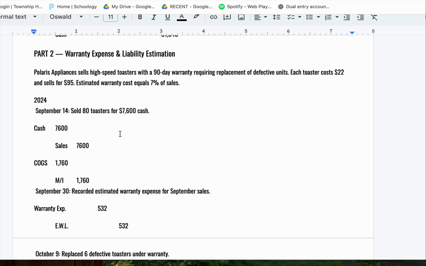And so we owe at this point $7,600, and the warranty cost is 7% of sales. So 7,600 times 7% is 532. So we have to expense for 532, and then we need to credit estimated warranty liability, which is basically a pot that we put the money into, and then when someone exercises their warranty, whether they ask for a return or they ask for a repair, we pull that money out of the estimated warranty liability account by debiting it. So once again, I got that number by taking 7% of my September sales, which is 7,600.